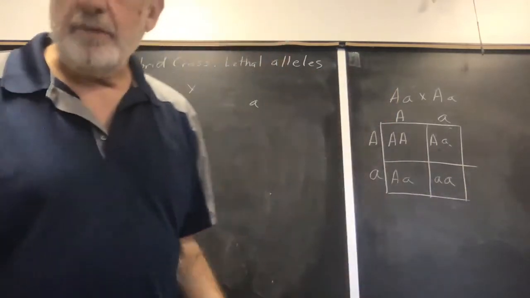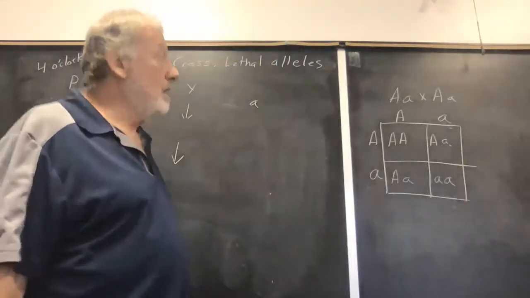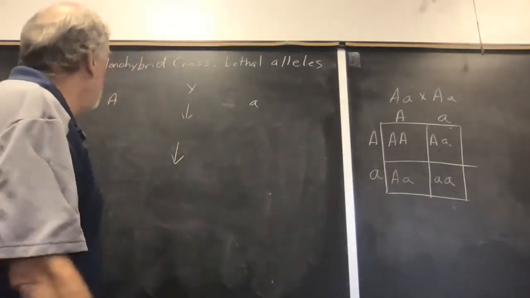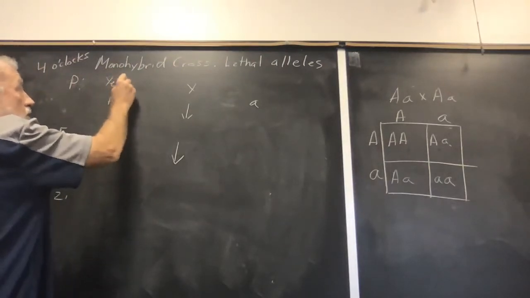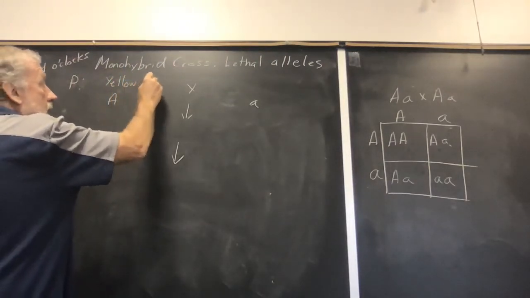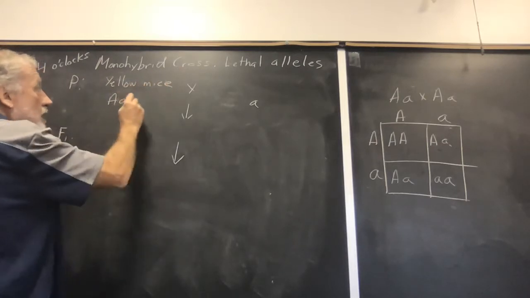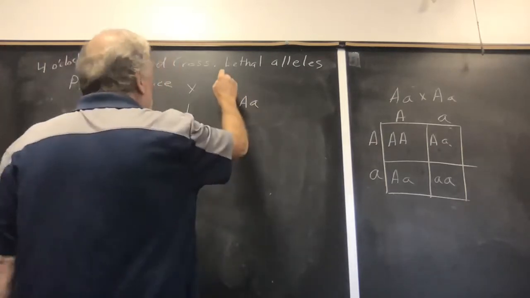Lethal alleles are often, but not always, recessive. In this case, consider them recessive. So, cross two strains of mice called yellow mice. They are heterozygotes.